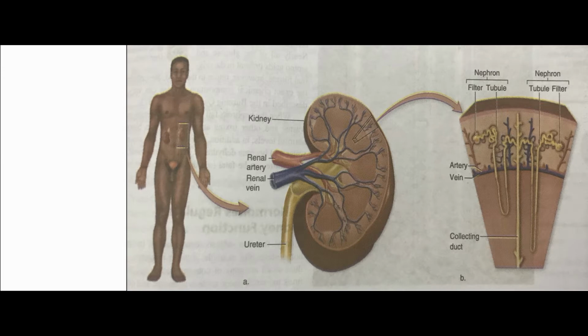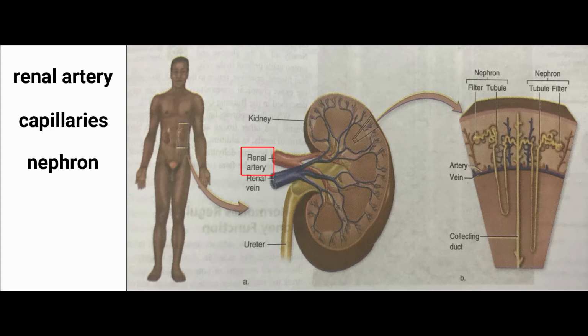Each kidney receives blood through the renal artery, which branches out into the capillaries surrounding each nephron. The kidney's capillaries eventually converge into the renal vein, which carries cleansed blood out of the kidney and finally to the heart.